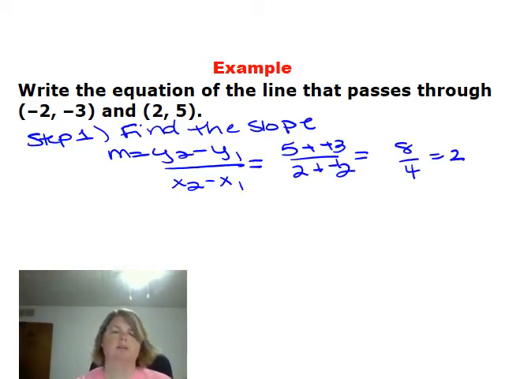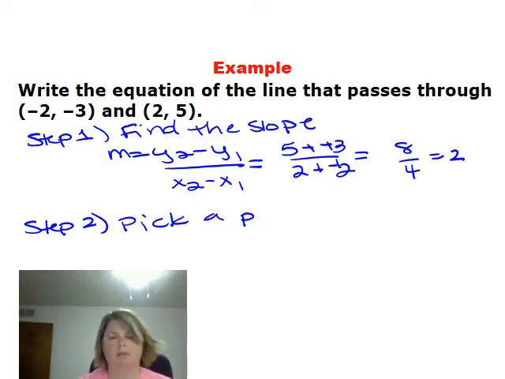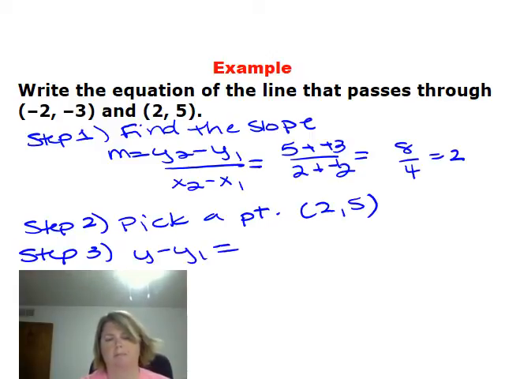Once you find the slope, then step 2 is to pick a point. I try to pick the easiest ones. I'm going to pick the guy that has positives. If one of them has 0, I would definitely pick that one. So you pick a point. And let's make step 3. You're going to use point slope form formula.